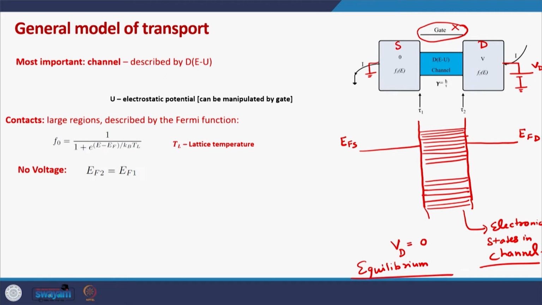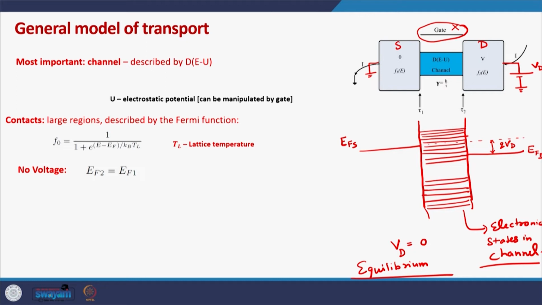But as soon as we apply a voltage on the drain terminal, as soon as we connect a battery across the source and the drain, that will essentially bring down the drain Fermi level. This we have seen multiple times by now. Let us say the drain Fermi level will come down to this energy level, EFD is here, and this is equal to Q times Vd, where Vd is the applied drain voltage.